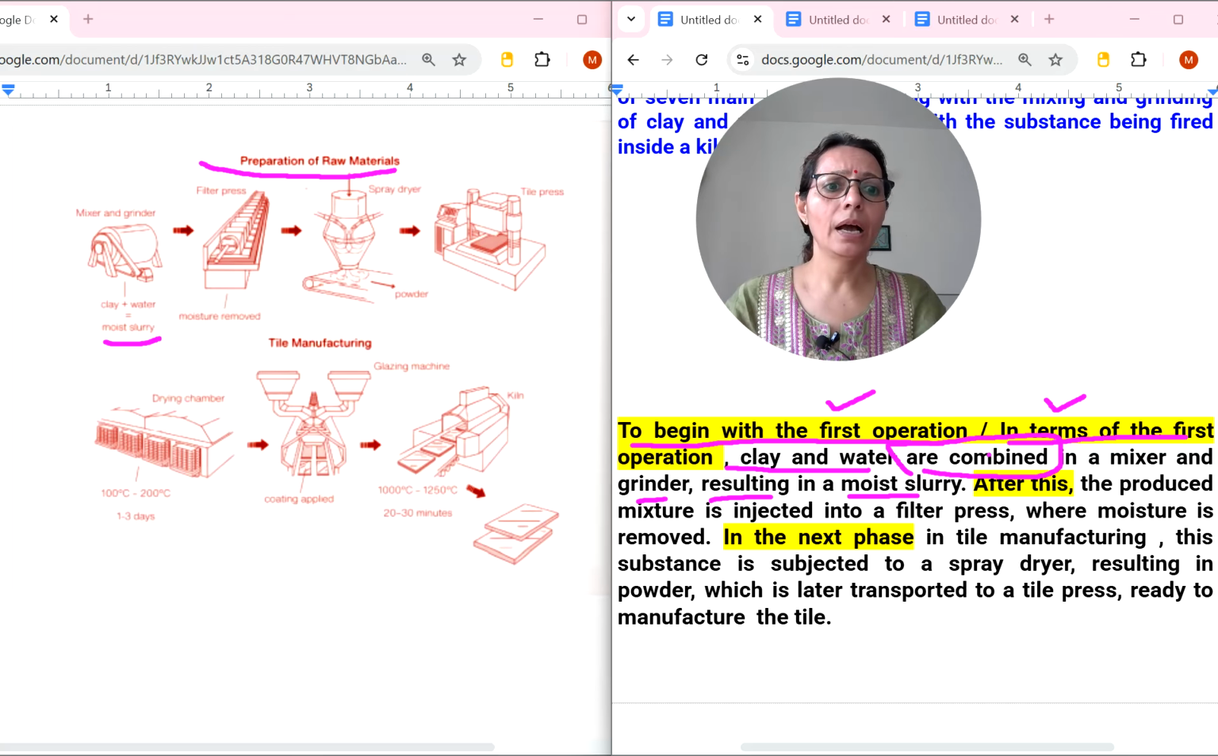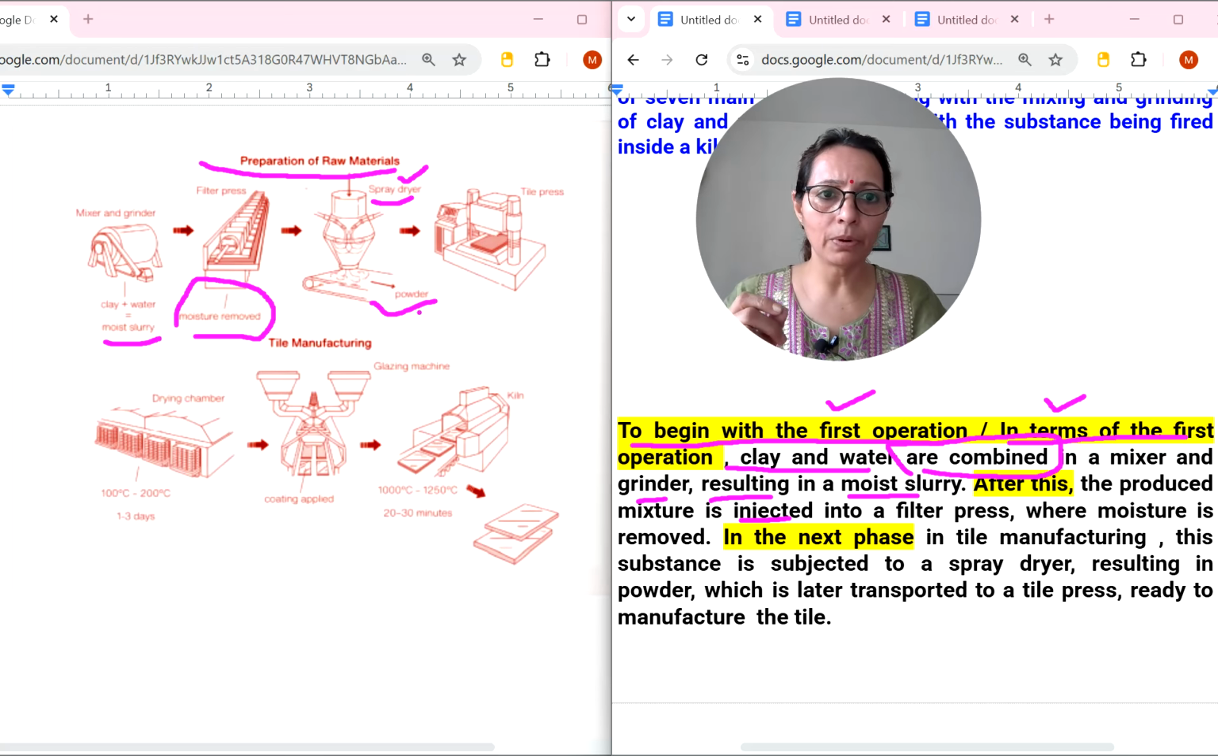Okay, now second, after this the produced mixture is injected, or you can use it, the produced mixture is put into a filter press where moisture is removed. See this, where moisture is removed. Okay, next step. In the next phase in tile manufacturing, this substance is subjected to a spray dryer. See, this is spray dryer, and resulting in a powder.